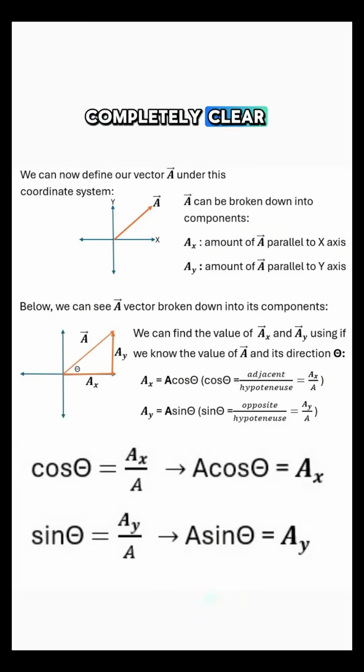And if it's not completely clear how we got that, below shows how. When we have cos theta equals AX over A, we can bring A to the other side to isolate for AX, and that's how AX is equal to A cos theta. You can do the same thing for sine theta equals AY over A. We can bring A to the other side and isolate for AY, and that's how we get AY is equal to A sine theta.